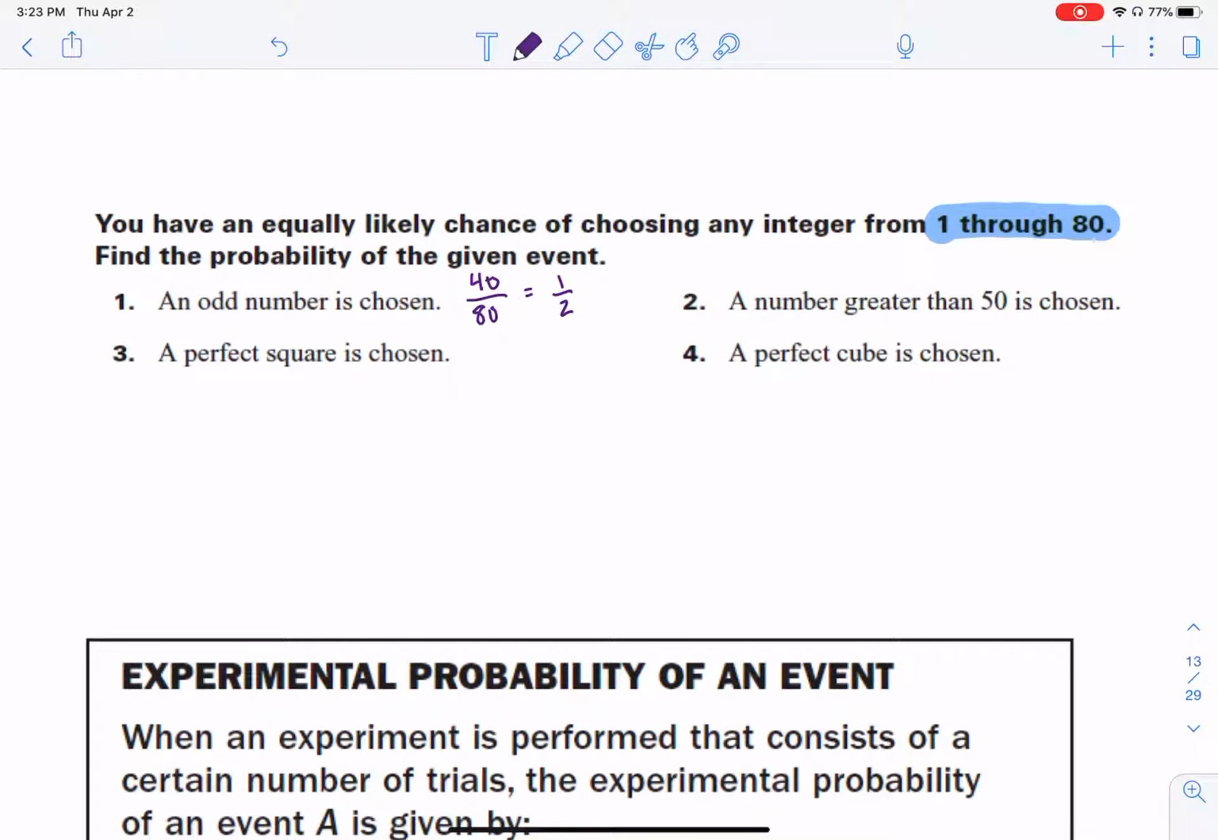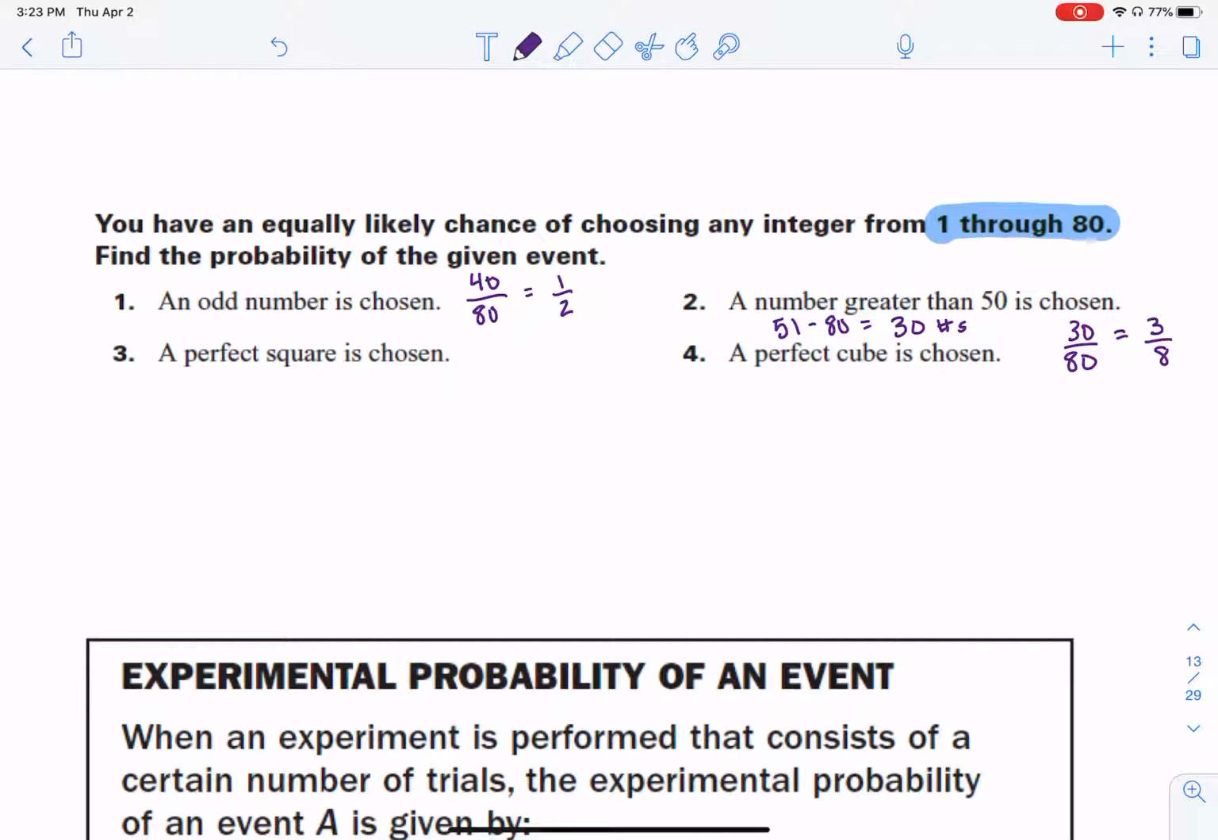All right, a number greater than 50 is chosen. Well, if you think about it, 51 through 80 is equal to 30 numbers. So there's 30 numbers that are greater than 50. So we could put 30 over 80 for our answer, or simplify that to a 3 out of 8 chance.